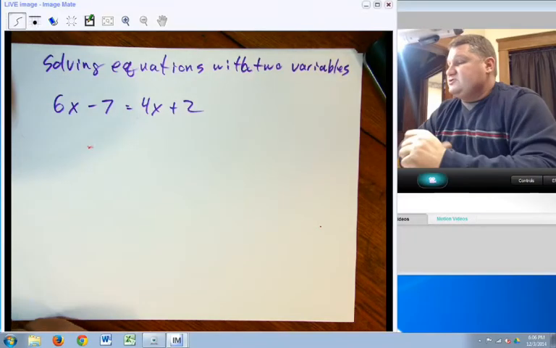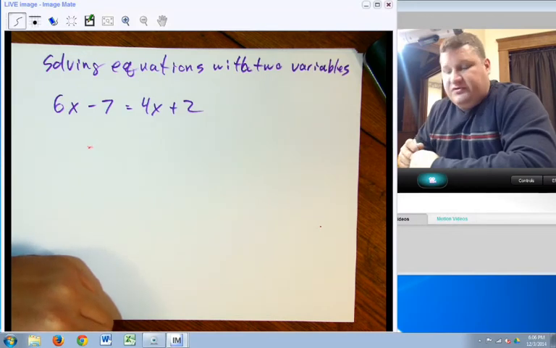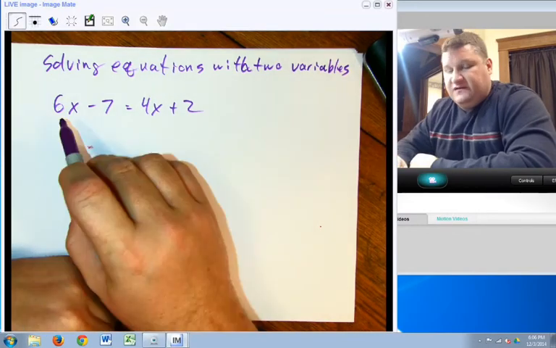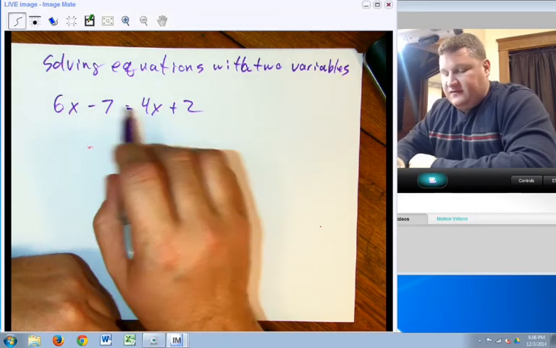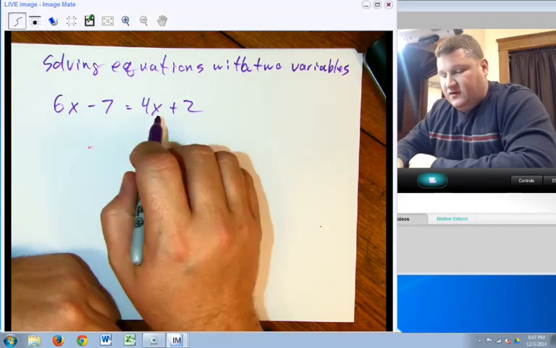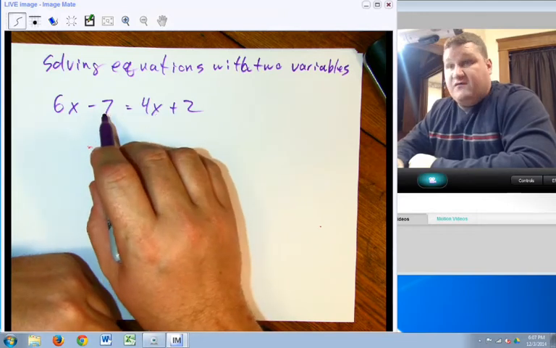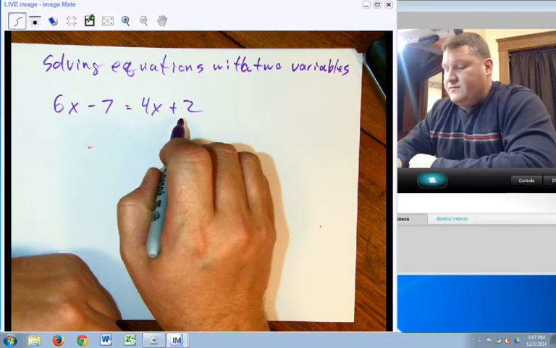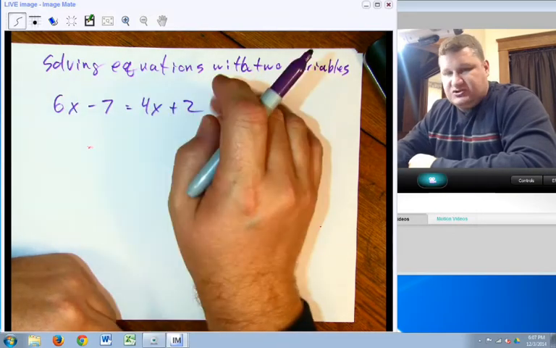Okay, ladies and gentlemen, what we're going to do is start talking about solving equations with two variables. Now, in this case, you'll notice we have two variables. Even though they're both x, they're in different spots. There's x's over here on this side. There's also x's on this side. But you'll also notice we have numbers, some over here, some over here. What we're going to need to do is get all x's to one side, all numbers to the other.